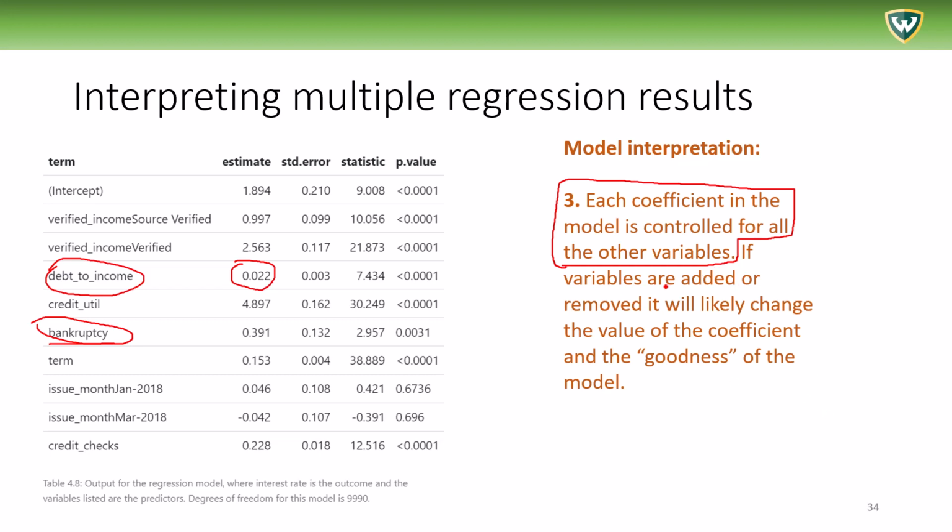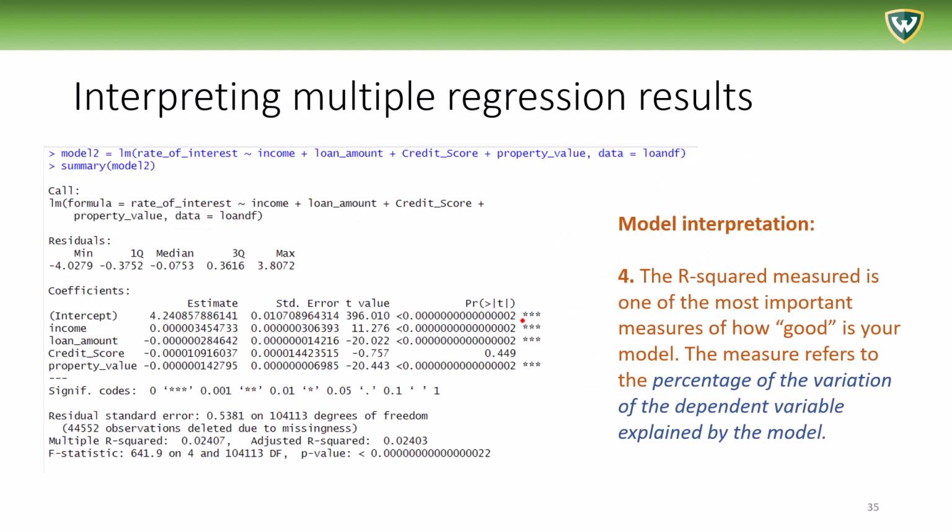And also, if variables are added or removed, it will likely change the value of the coefficient and the goodness of the model, also called the goodness of fit. So the goodness of fit is the goodness of the model. If you have a number of variables here, and you change these, if you just put 5 of these variables, then all these estimates may change as well.